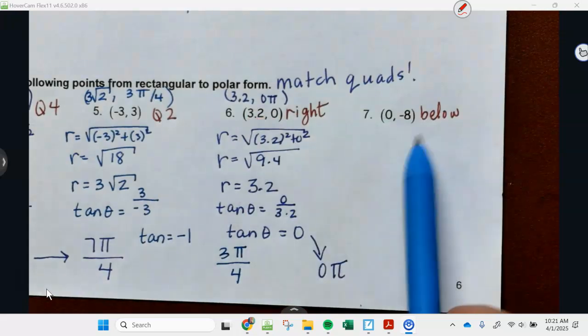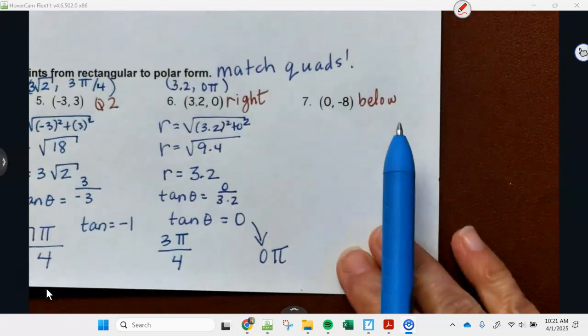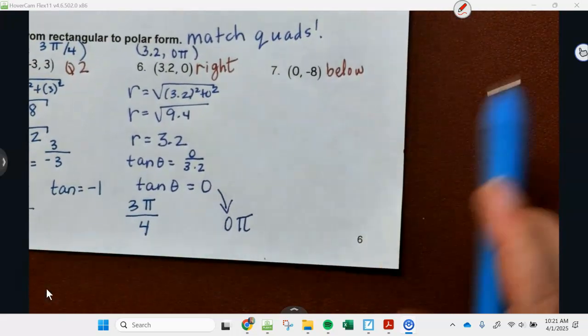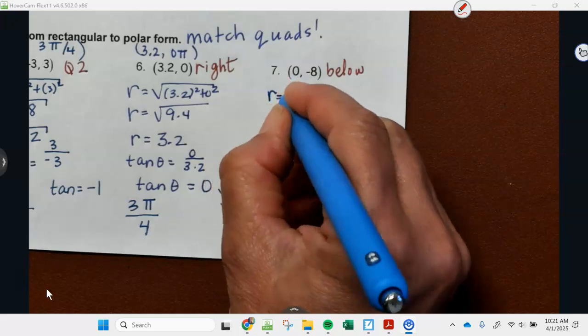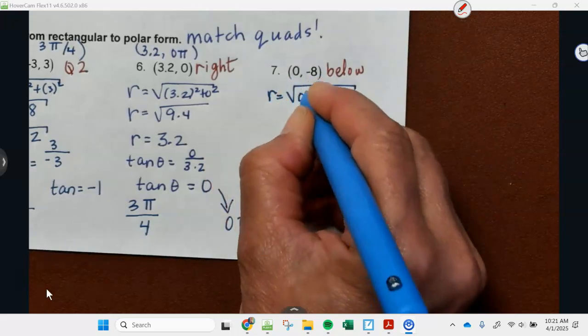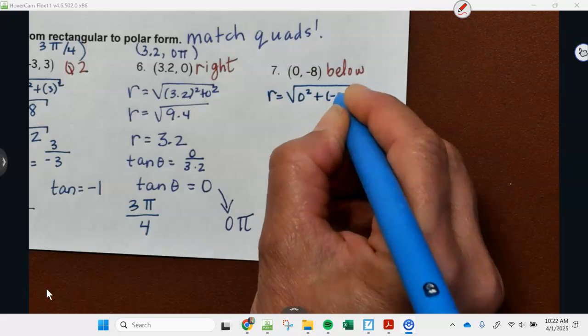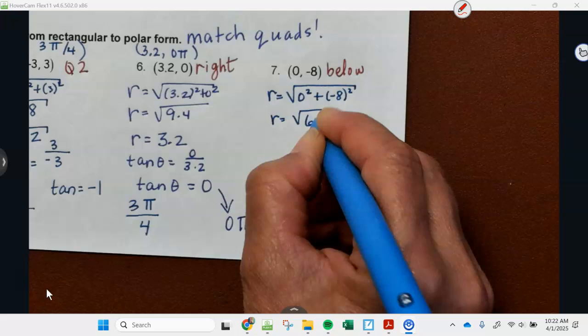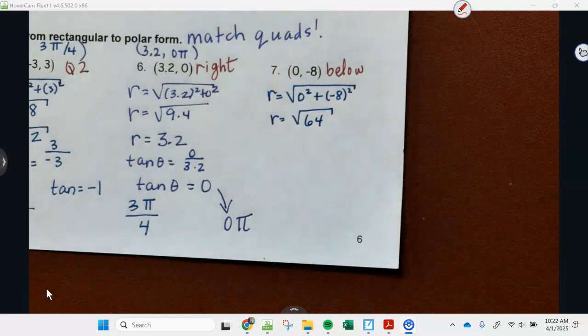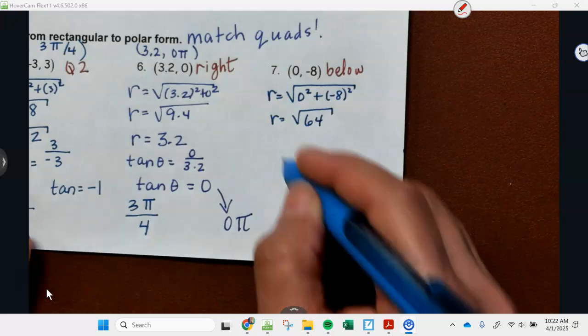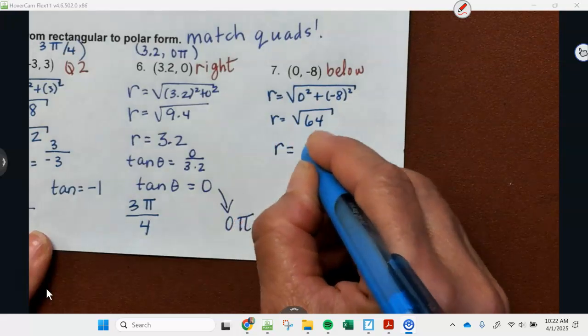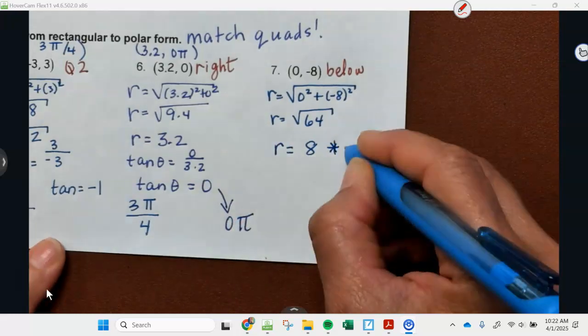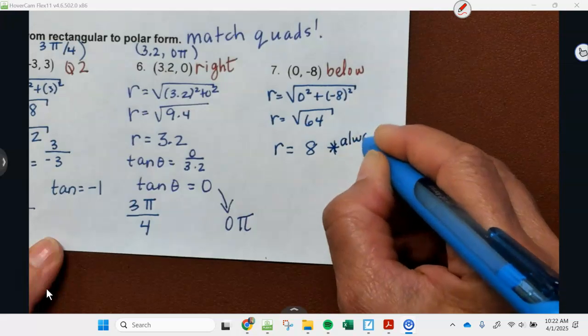Okay, last one, and I'm really going to write small because I'm still writing too big. All right, let's go ahead and find the r value. R equals the square root of x squared plus y squared. That turns into 64. Y'all, what's the square root of 64? 8. Good. It's always positive. We're in the business of taking positive roots here. So even though that started out as a negative 8, we always take the positive root.